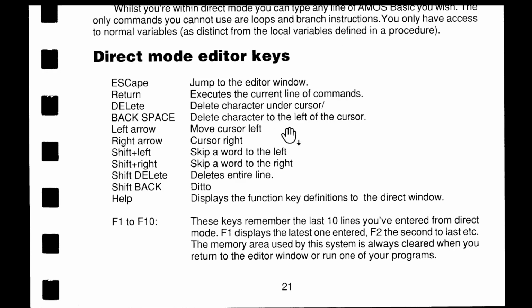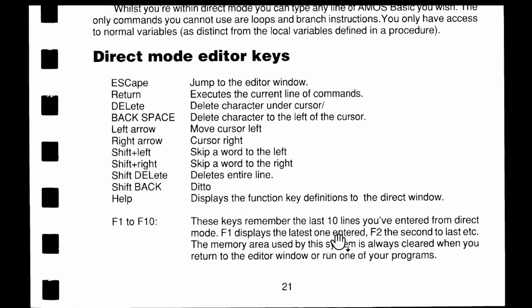Direct mode editor keys. Escape: jump to the editor window. Return: executes the current line of commands. Delete: delete character under cursor. Backspace: delete character to the left of the cursor. Left arrow: move cursor left. Right arrow: cursor right. Shift plus left: skip a word to the left. Shift plus right: skip a word to the right. Shift delete and Shift backspace: delete entire line. Help: displays the function key definitions to the direct window.